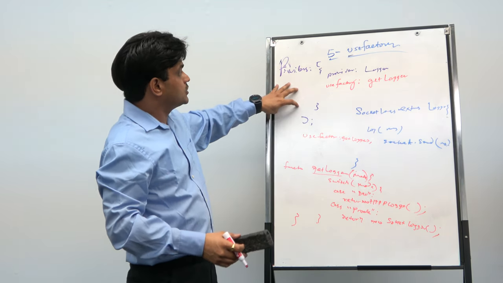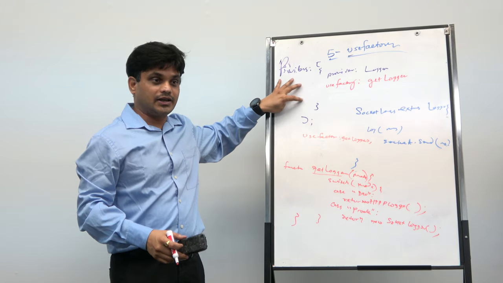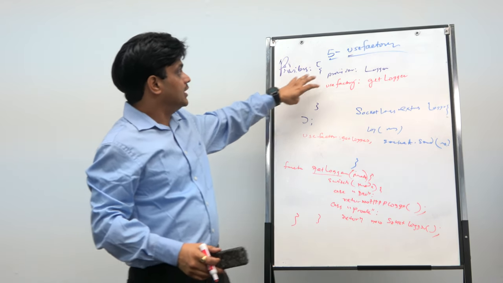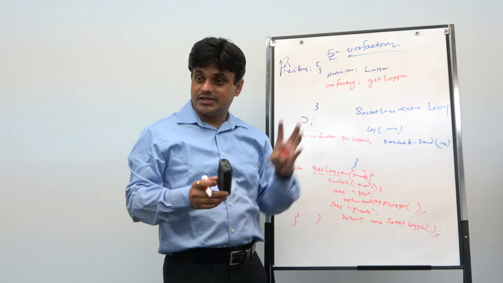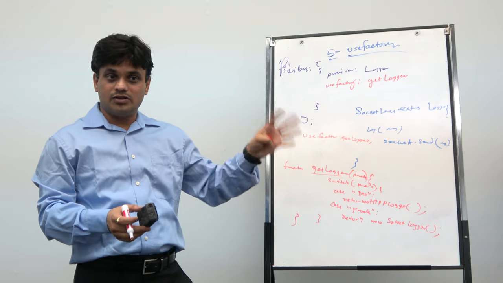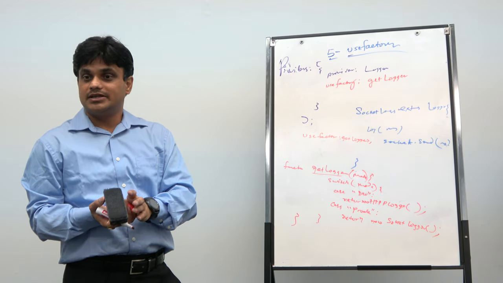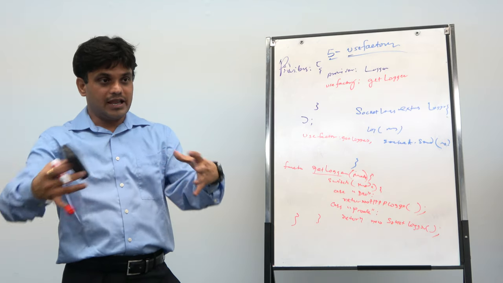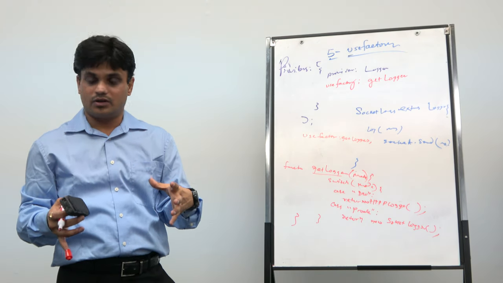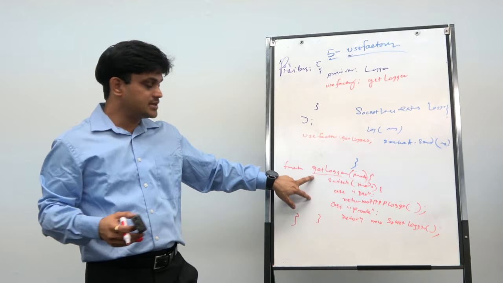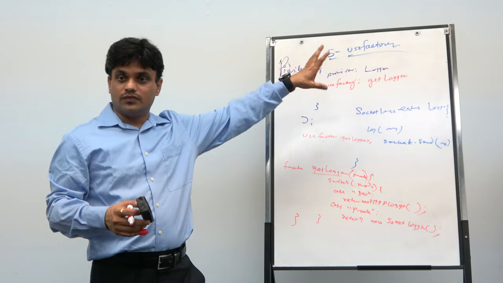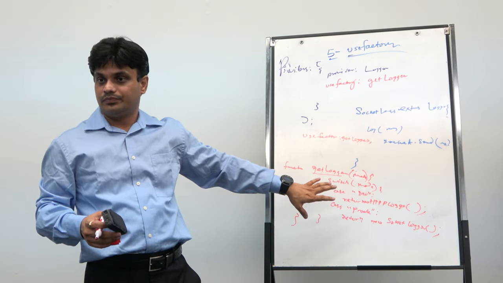I don't want to confuse you. First, let me clarify what is factory. A factory provider is basically a function, and it follows the factory design pattern. What is the factory design pattern? It just encapsulates the creation part of a particular object. So here this get logger is encapsulating that. It is saying, don't worry, you just need a logger, I'll give you.